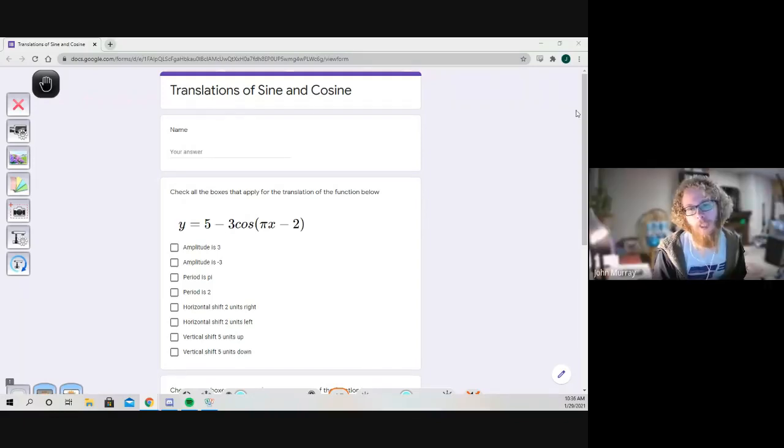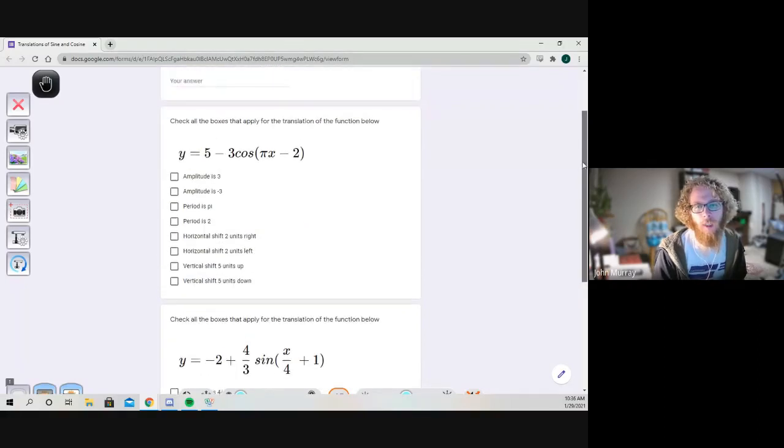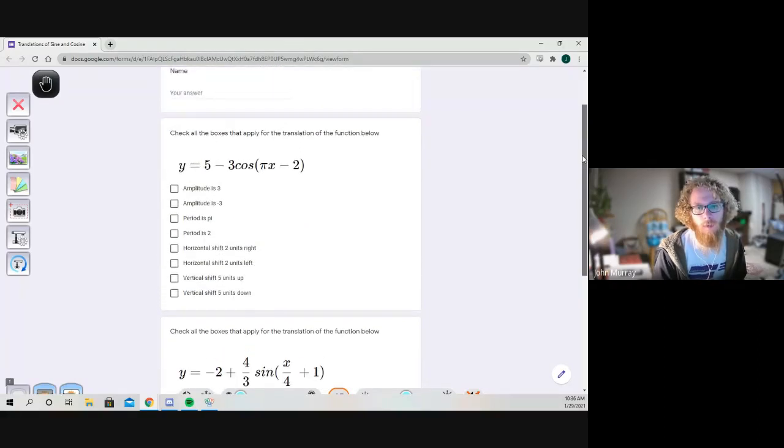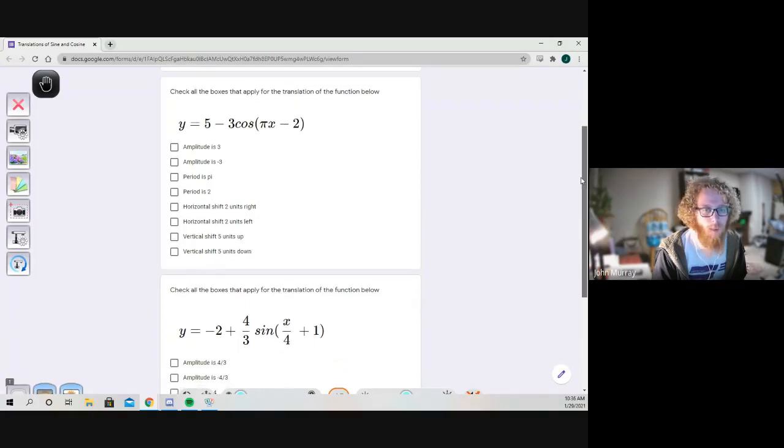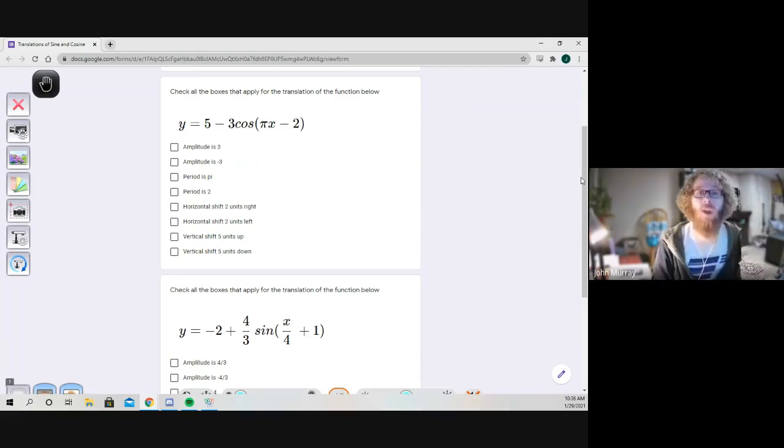Okay, so for homework, I asked you to identify the translations, everything that was happening with our trig functions. I gave you one cosine example, one sine example. Both of these functions have the same properties, so they're similar in that aspect. So we can change it up that way.